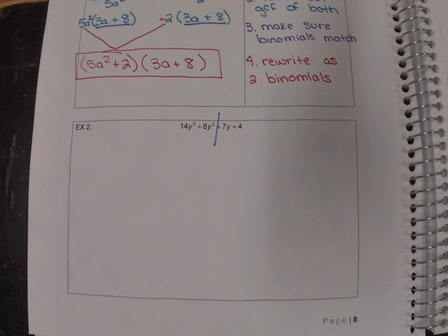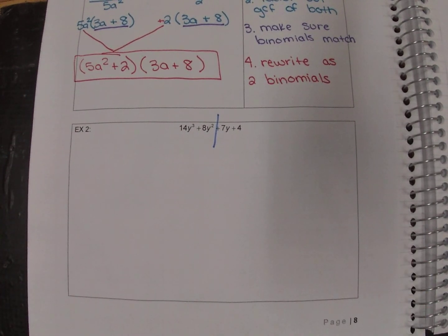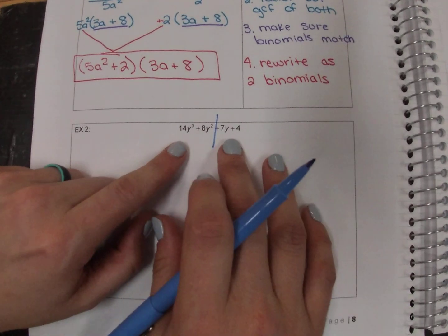Now, I personally do not need to rewrite 2 terms to the left and 2 terms to the right, but if you need to do that, that's totally fine. Okay, that can be a personal decision and that can be up to you. So then we're going to factor out the GCF of each side.